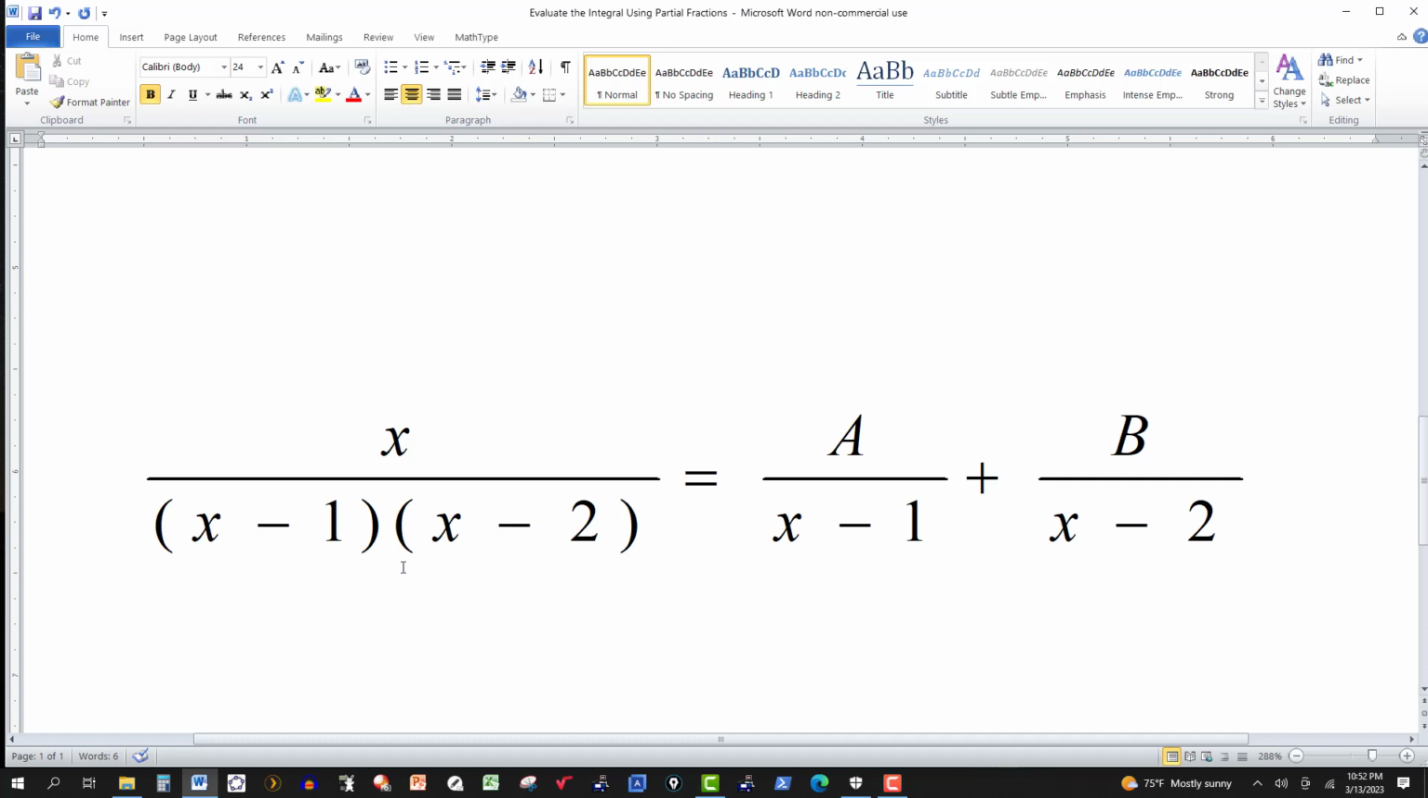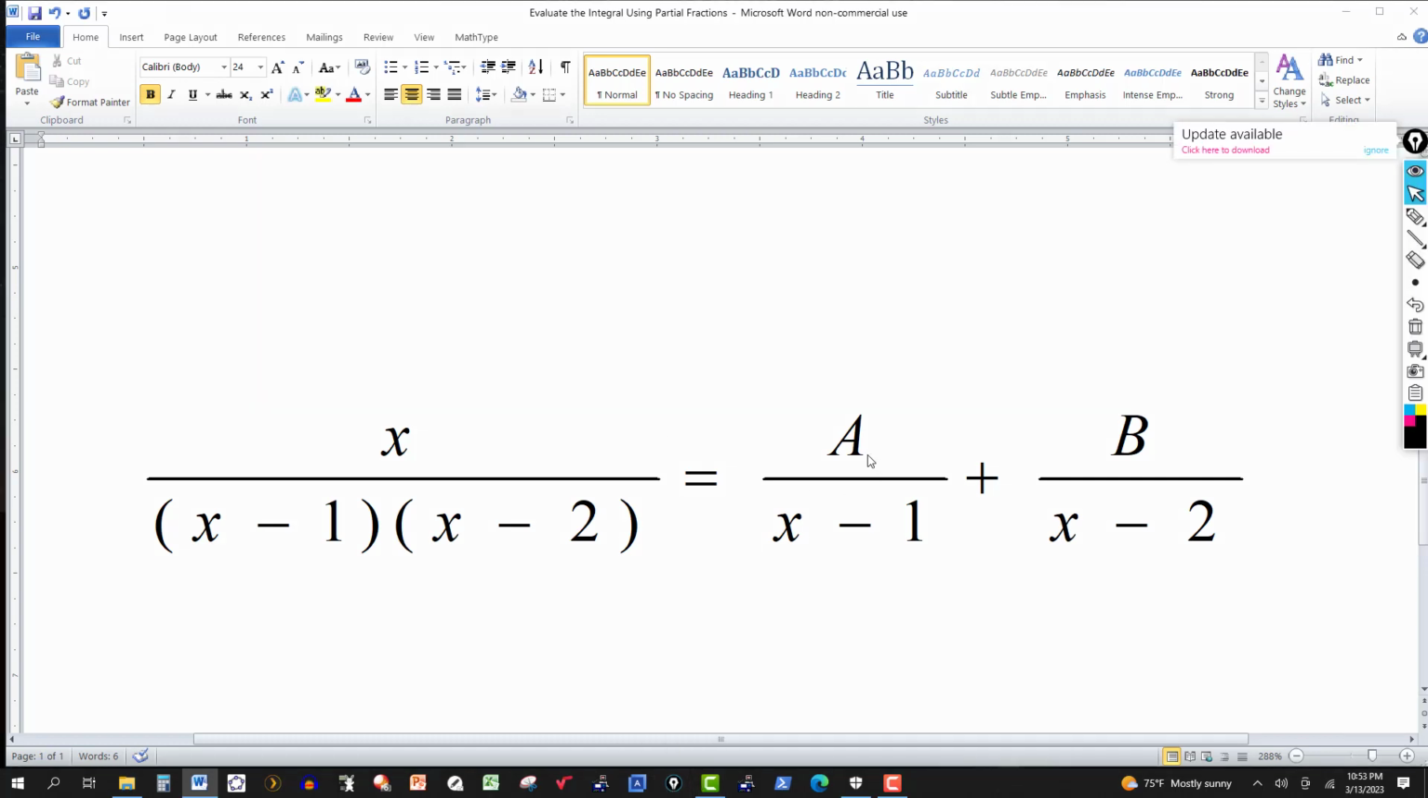And these are linear factors. So this should break down into something that looks like this: some constant, a, over x minus 1 plus another constant, b, over x minus 2. If you had three linear factors, then you'd have another term over here, c over that factor, and so on. So this is a case where you have distinct linear factors. Then there's another case where you could have repeated linear factors or irreducible quadratics. This is the easy form of the decomposition.